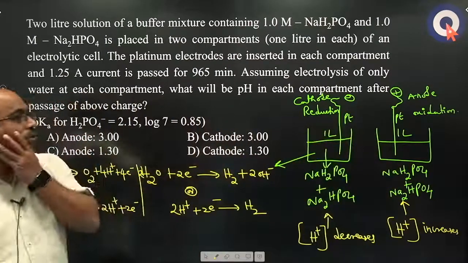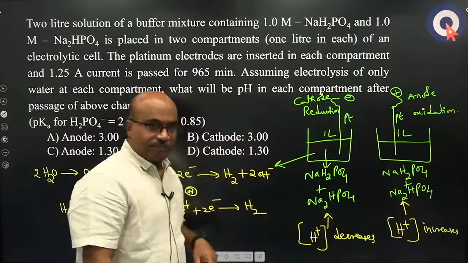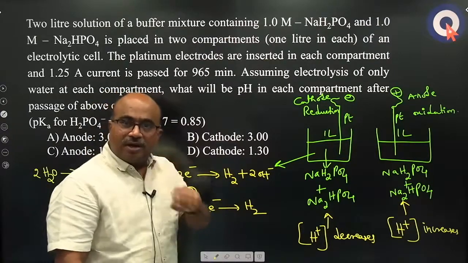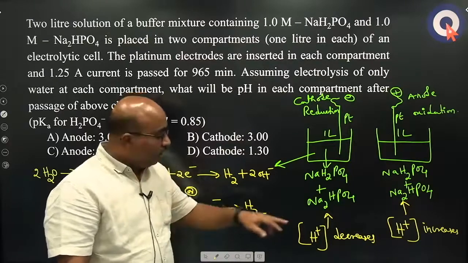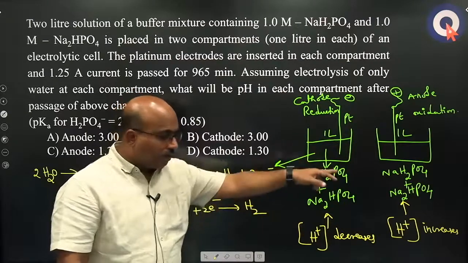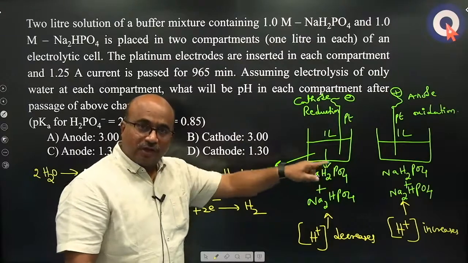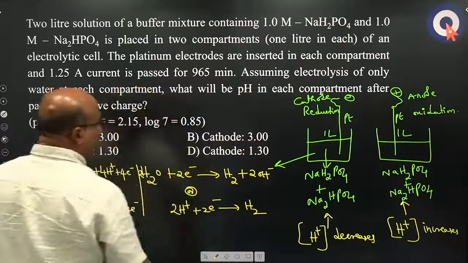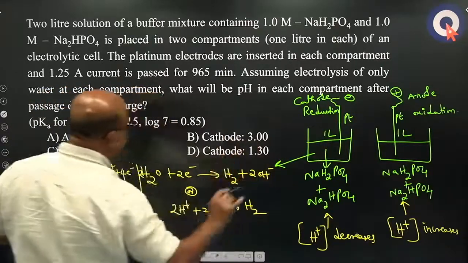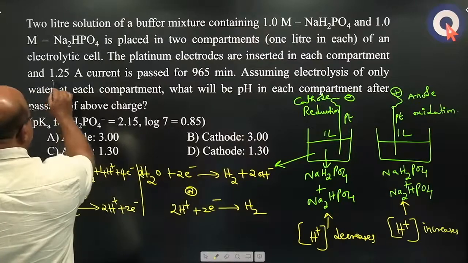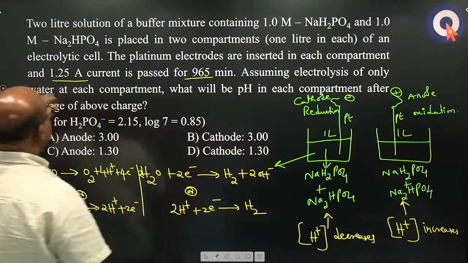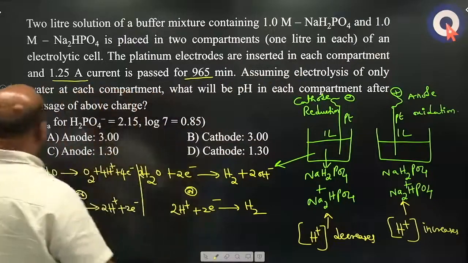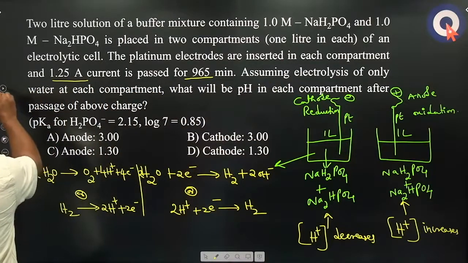Okay. So when we pass current, depending on the number of Faradays of current we passed, here the H plus concentration decreases, and here the H plus concentration increases. So the buffer solution changes. So here what will happen? That is the only condition. So what is the total current we passed? 1.25 ampere for 965 minutes. So let us see in the next step.